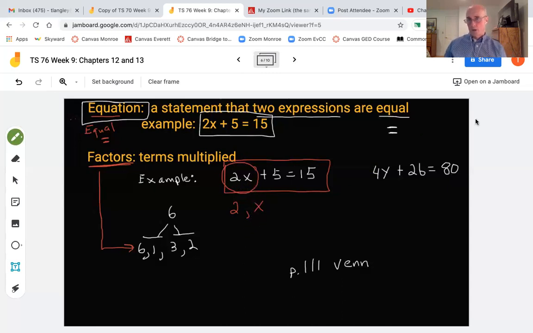Let's jump over here. If I kind of move myself out of the way, look over on the far right. You've got 4y plus 2b equals 80. And if they ask you to identify all of the factors in that, what is that? Is it an expression, a term? Is it a variable? Is it a constant? No, it's an equation because it's got an equal sign in it. Identify all the factors.